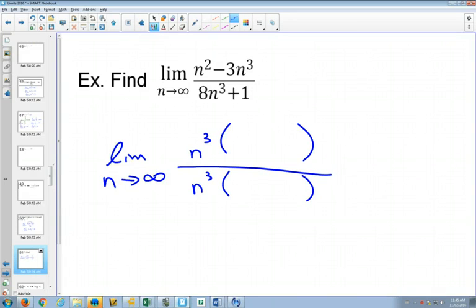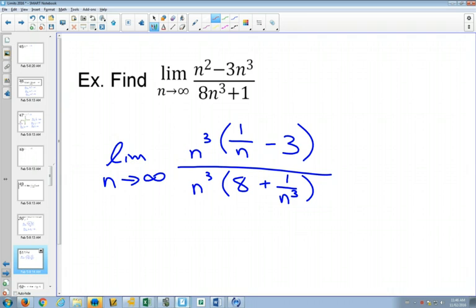What would you have to multiply n cubed by to get n squared? N to the negative 1, or 1 over n. And then here, this would be easy. It would just be minus 3. On the bottom, you would have 8 plus, and if you took an n cubed out of there, you'd have n to the minus 3, or 1 over n to the 3.